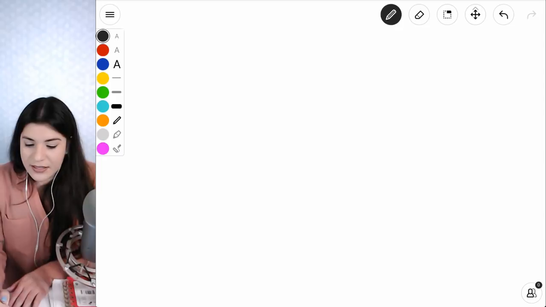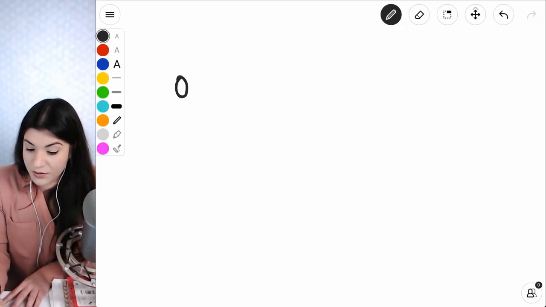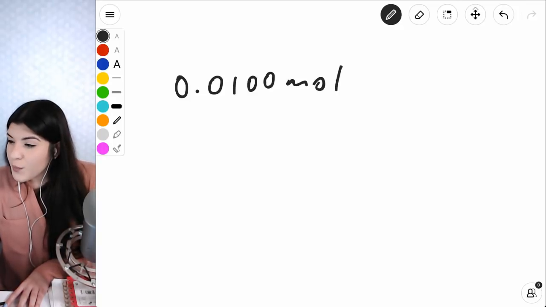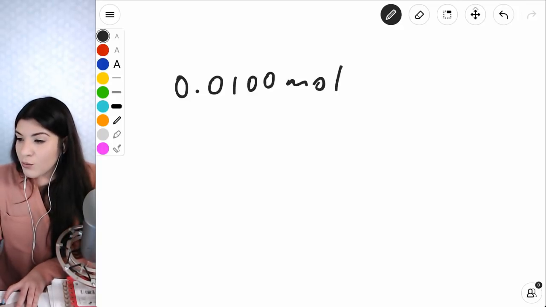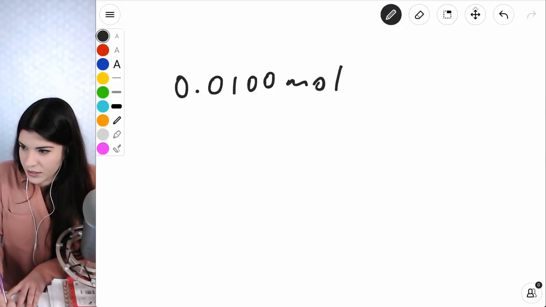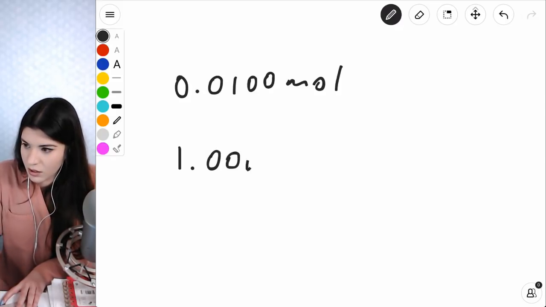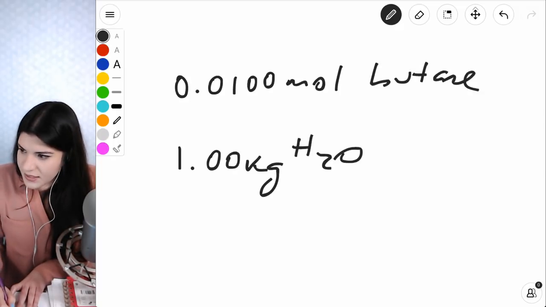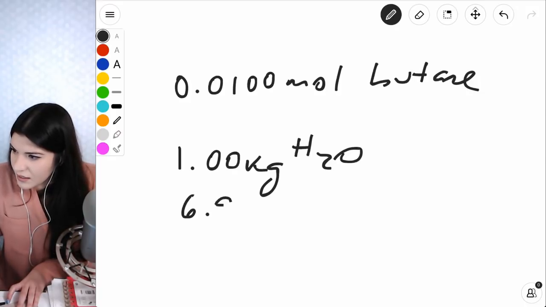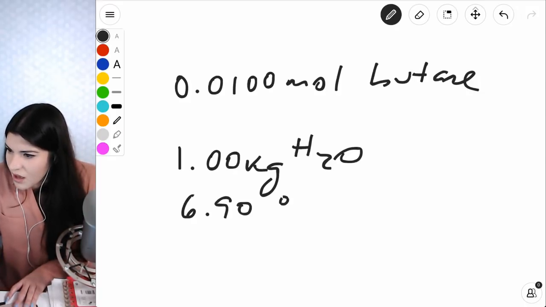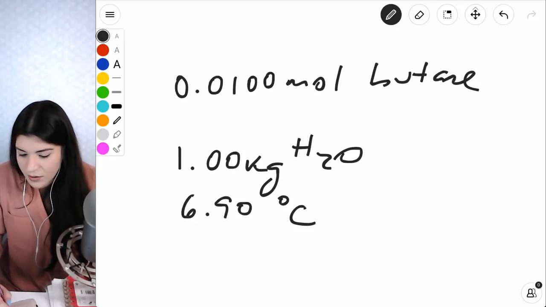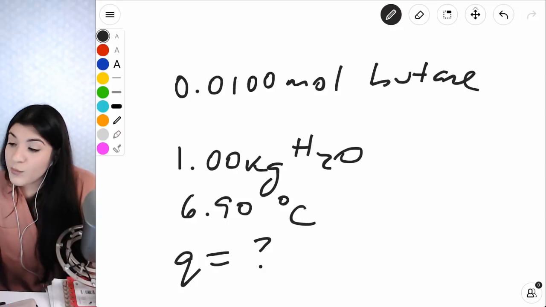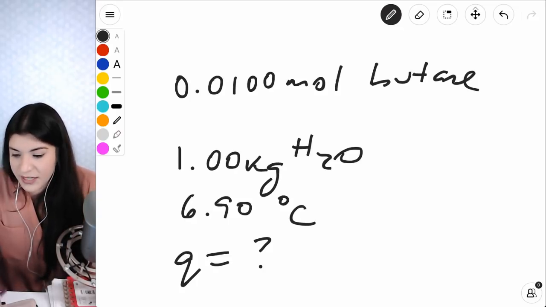So we're given 0.0100 moles of butane, and then we're told it was burned in a bomb calorimeter. The heat from the reaction raised the temperature of 1.00 kilograms of water by 6.90 degrees Celsius. How much heat was released? Okay, so we're finding heat in this reaction per mole of butane combusted.